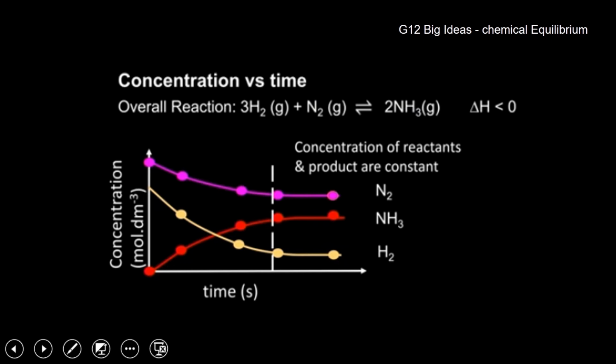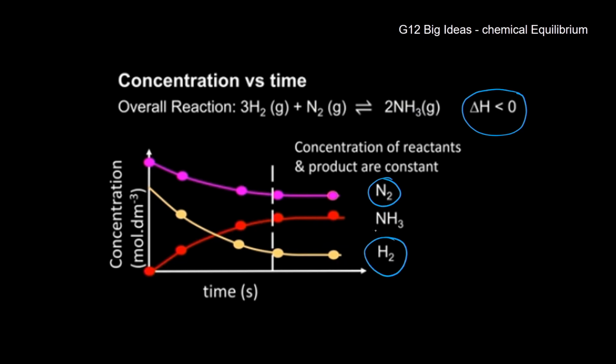It is a well-known graph. You can have a look at it. This is for the same reaction of making ammonia. It is reversible. Please take note of this change in enthalpy. It is important in temperature, but you can see that the concentration is decreasing of the reactants there, nitrogen and hydrogen, and it is increasing for the ammonia until equilibrium is reached.